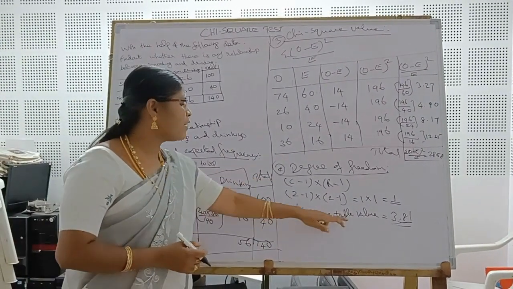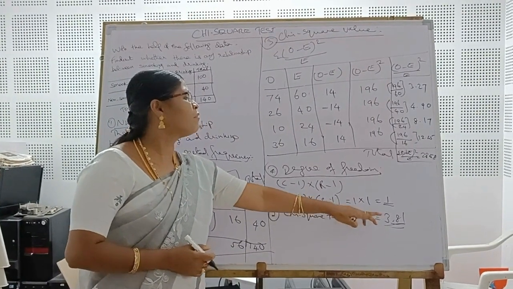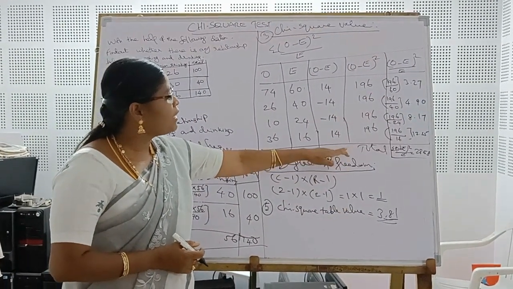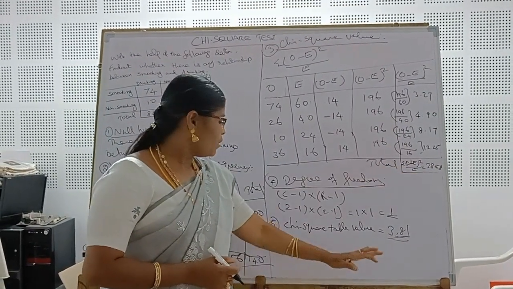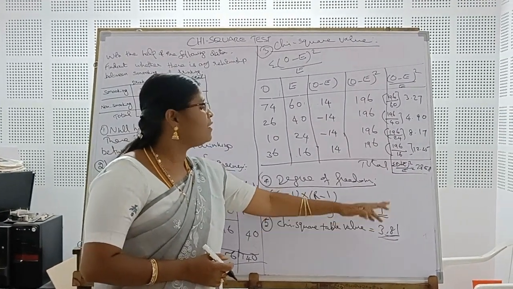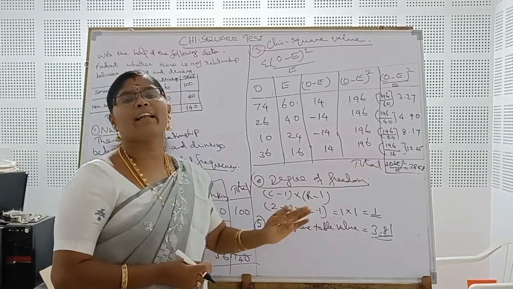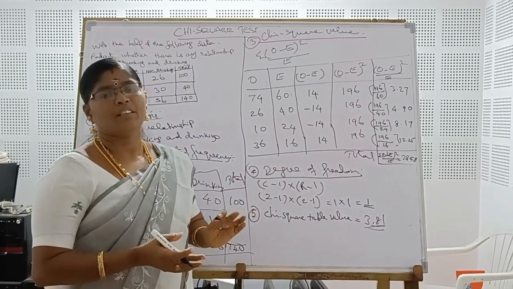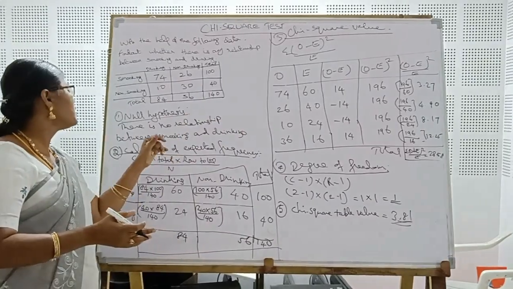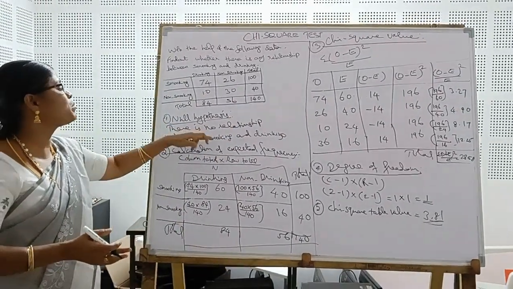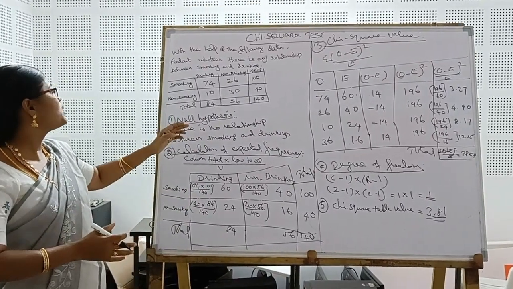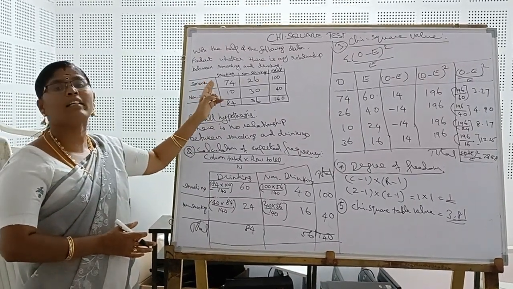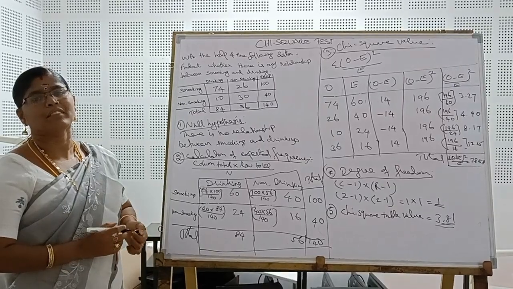In this problem, the chi-square table value is 3.84, but the actual calculated value is 28.58. So the table value is less than the calculated value. So the null hypothesis is rejected. Already we framed a null hypothesis: there is no relationship between smoking and drinking. So we conclude that there is a relationship between the two variables, drinking and smoking. Thank you.